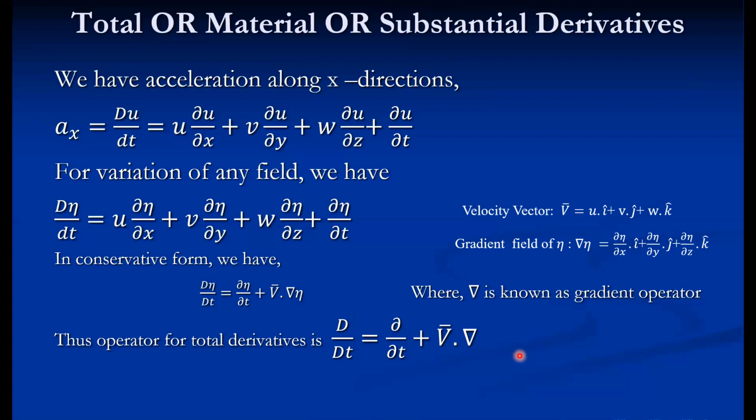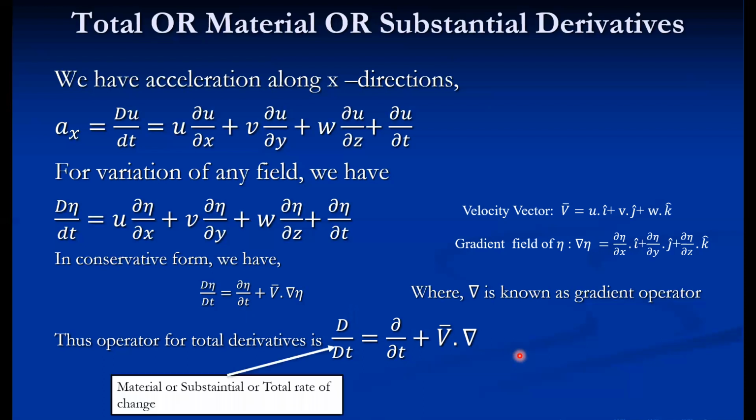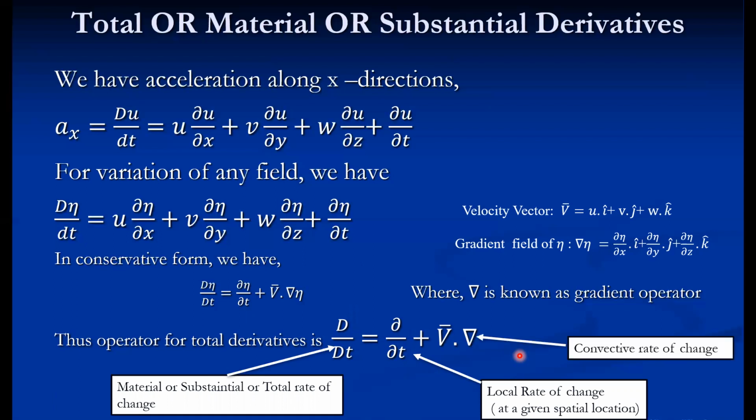And accordingly, the derivatives are taken. So this D by Dt is called the material or substantial or total rate of change, while partial by partial t is called the local rate of change at a given spatial location, and the combined term v bar dot del is called the convective rate of change.